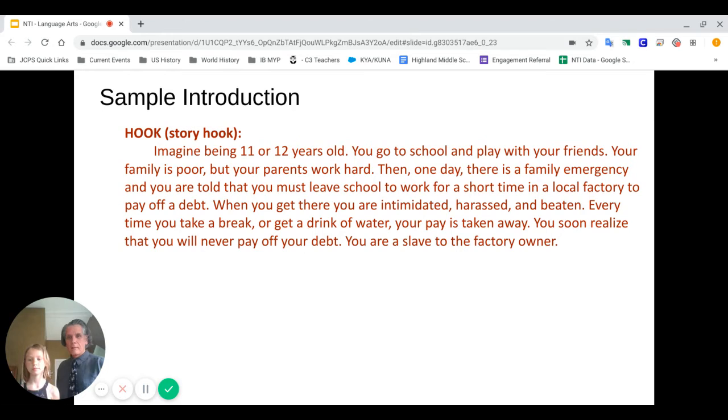So now, having this hook, maybe I want to read on and find out how an 11 or 12-year-old has to go work in a factory and be a slave and get beaten and intimidated and harassed. You've got my interest. Not that I approve of beating 11 and 12-year-olds ordinarily. Good. Okay. There's a time and place for everything, Ingrid. Dad? I'm sorry. All right.